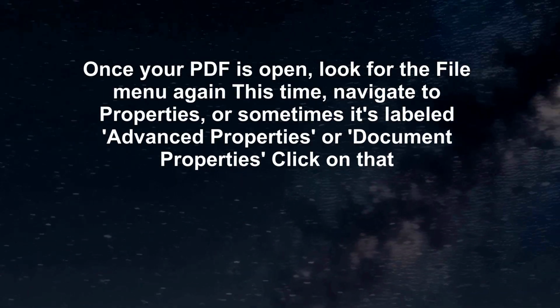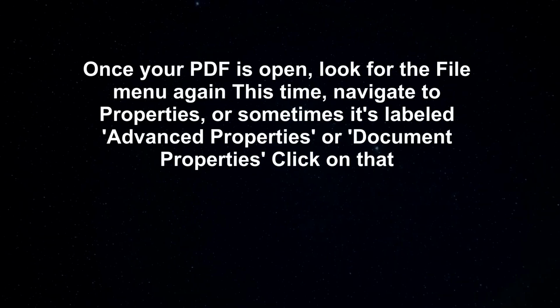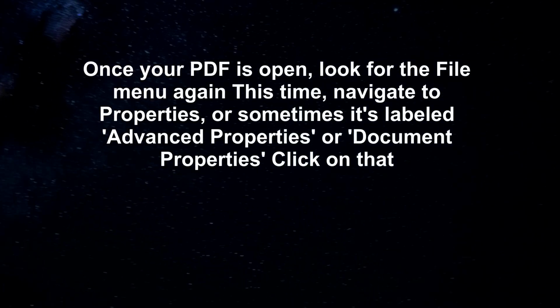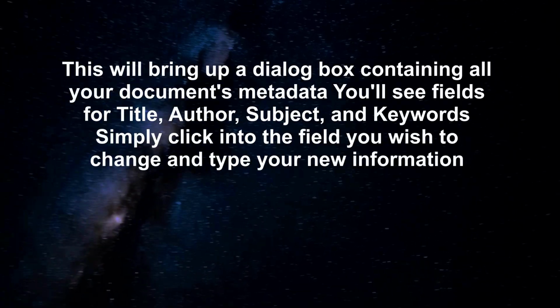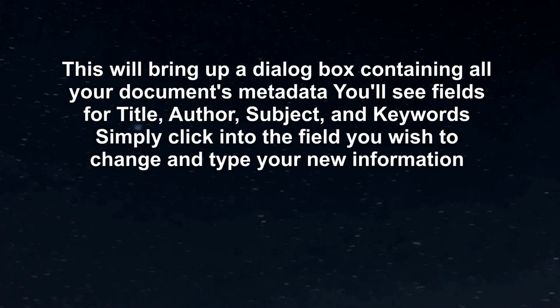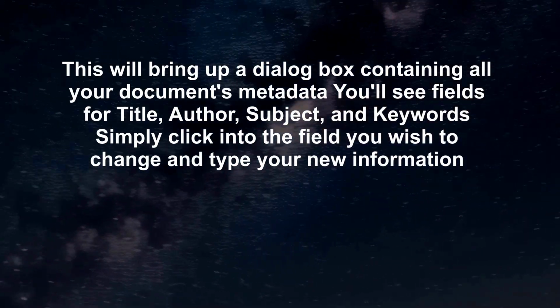Once your PDF is open, look for the File menu again. This time, navigate to Properties, or sometimes it's labeled Advanced Properties or Document Properties. Click on that. This will bring up a dialog box containing all your document's metadata. You'll see fields for title, author, subject, and keywords.